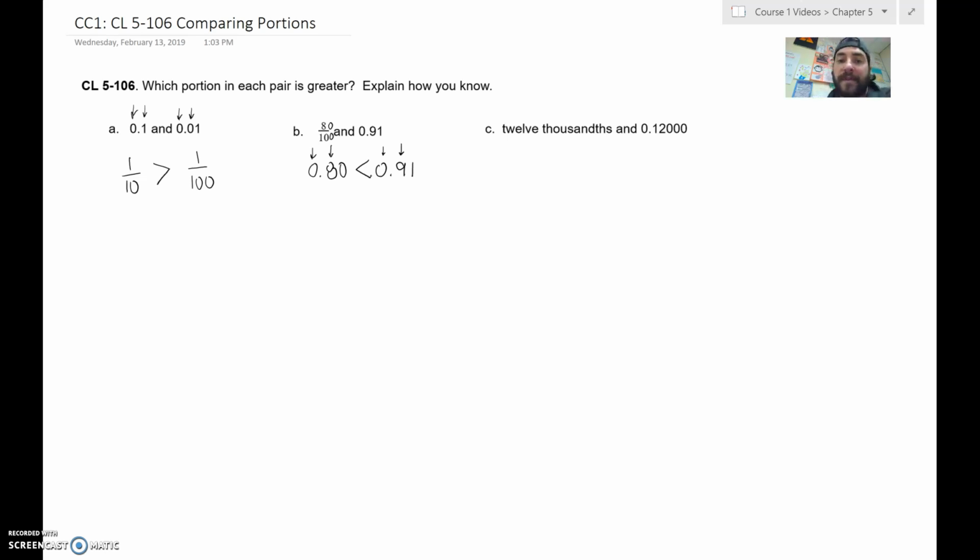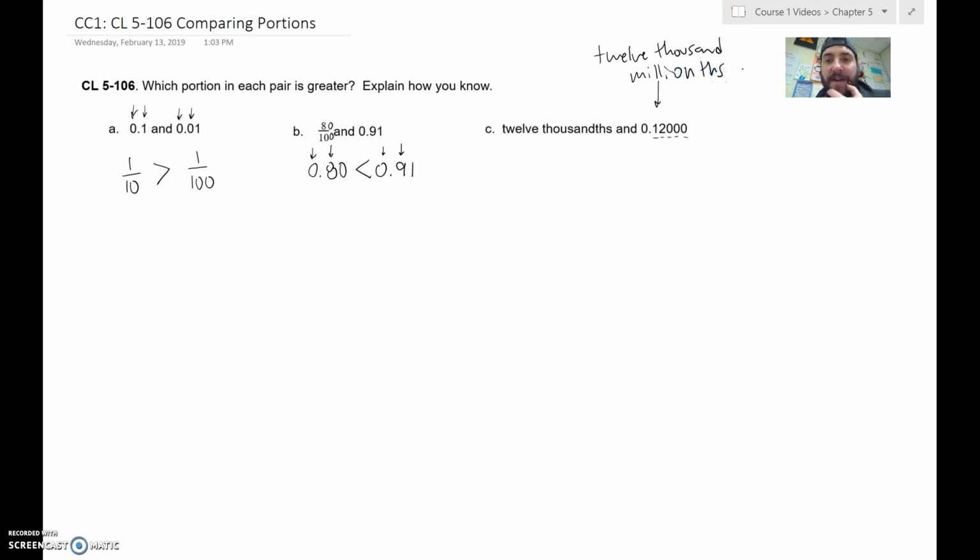This last one here, 12,000ths, and what is that? Well, technically this is 12,000 tenths, hundreds, thousands, 10,000s, millions. This is 12,000 millionths.